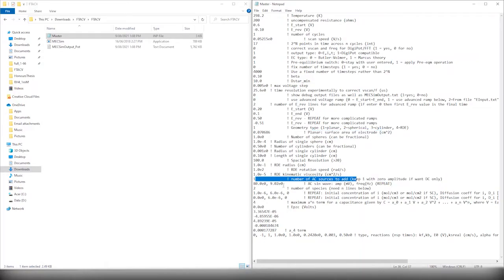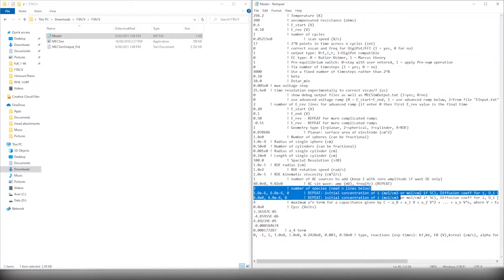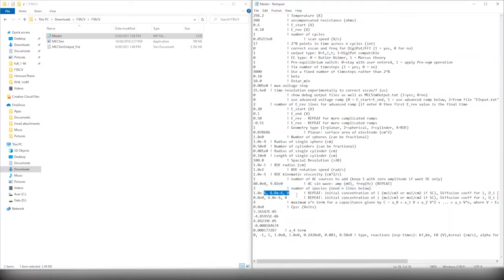If you want DC, change this to 0. Change either amplitude or frequency to 0. Your number of species and the initial concentration of your species, the diffusion coefficient of that, and whether or not the surface is defined. Your capacitance parameters in farads per centimeter squared, which is important.